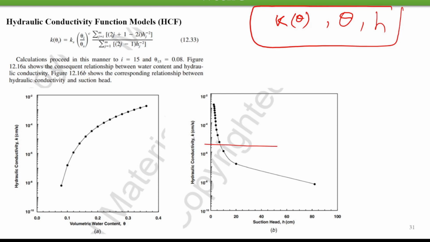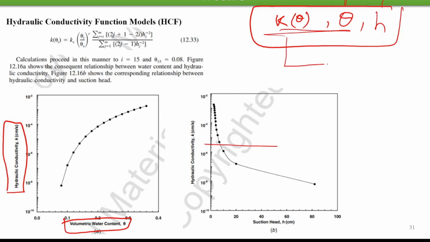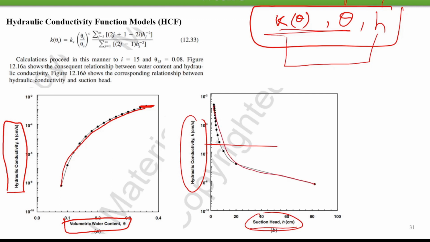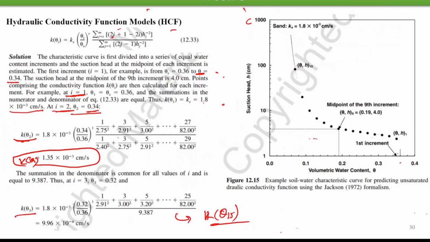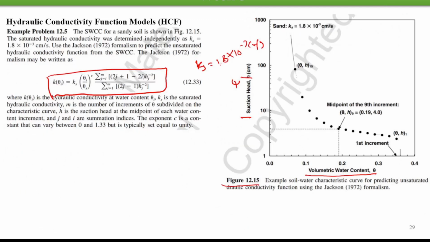So we can plot two plots: hydraulic conductivity k versus volumetric water content theta, and hydraulic conductivity k versus matric suction h. The hydraulic conductivity will increase as the volumetric water content increases, and at saturation the hydraulic conductivity will be maximum. As water content increases, the suction decreases, so as the suction increases, the hydraulic conductivity decreases. In this way we can use this formula of Jackson.